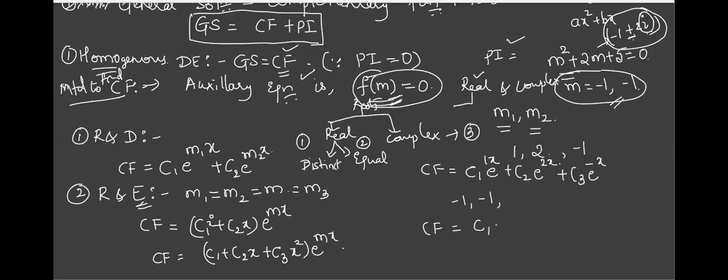How to write for -1, -1? Is it real? Is it equal or unequal? Equal. Yeah, it is equal. So how to write the CF?